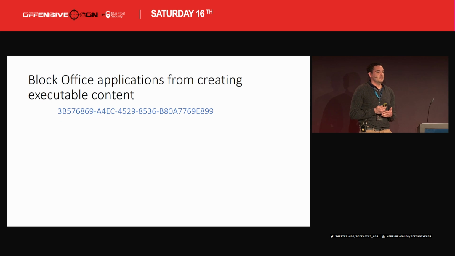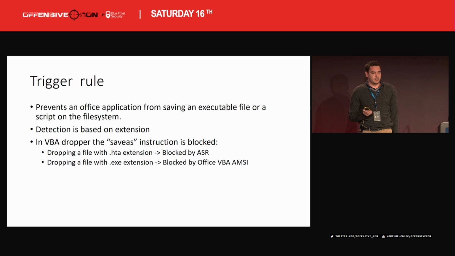So now, next rule. Basically, this rule prevents the usage of a dropper. So imagine it could be potentially very big. No more droppers. You cannot save something on the file system if it's a script or an executable from an Office document. The problem is the way this rule is implemented, it's based on extensions.